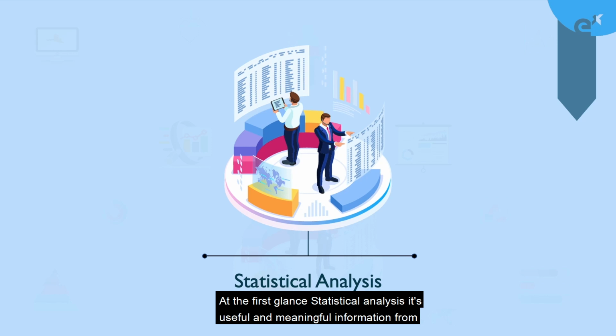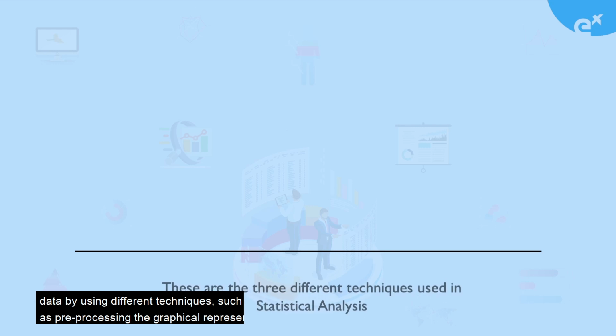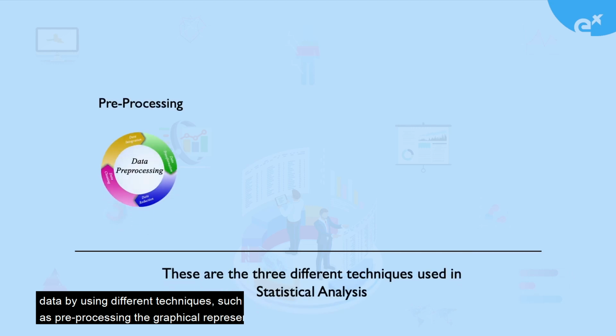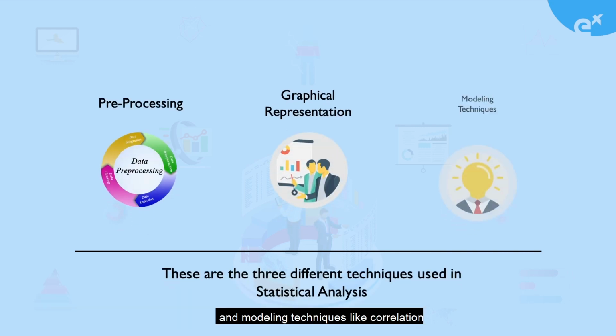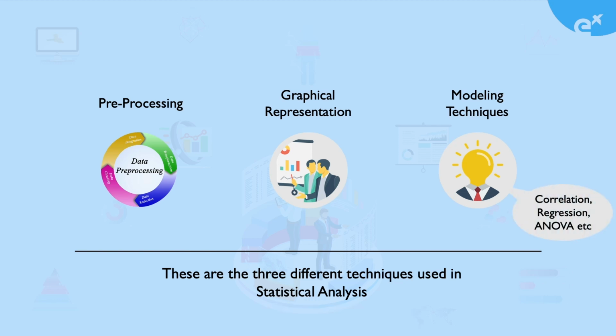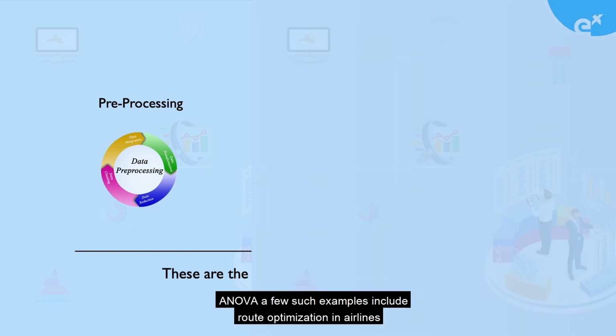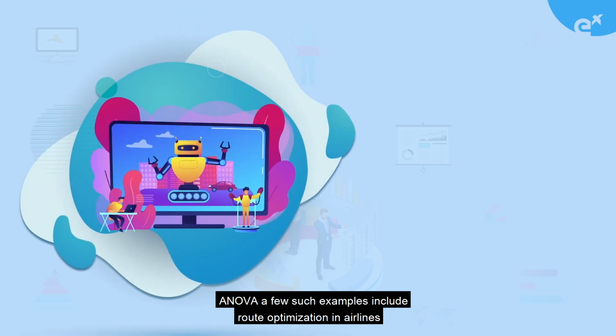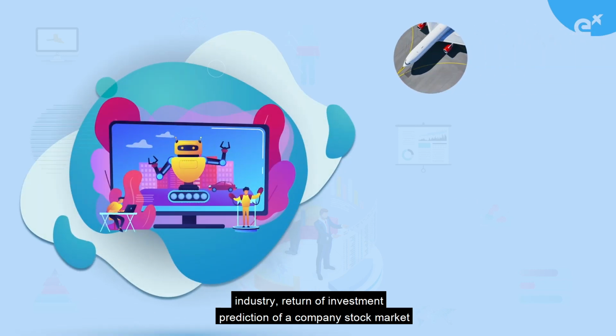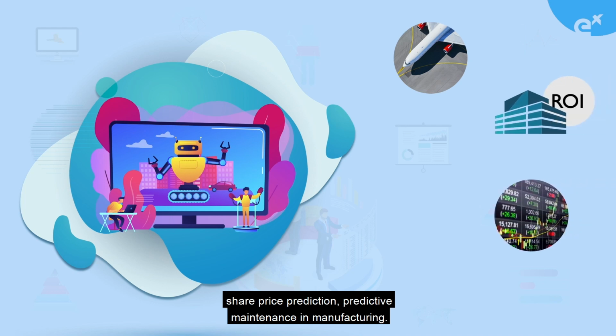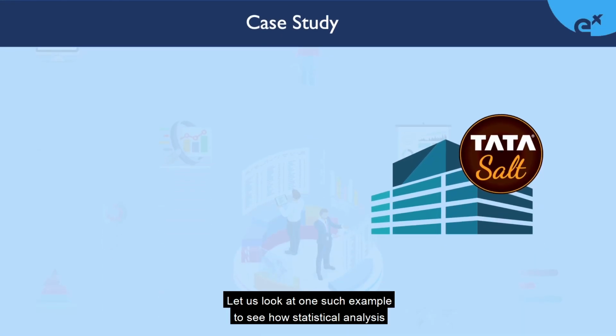Statistical analysis is used to get useful and meaningful information from data by using different techniques such as pre-processing the data, graphical representation, and modeling techniques like correlation, regression, and ANOVA. A few such examples include route optimization in the airlines industry, return on investment prediction of a company, stock market share price prediction, predictive maintenance in manufacturing. Let us look at one such example to see how statistical analysis can help in detail.